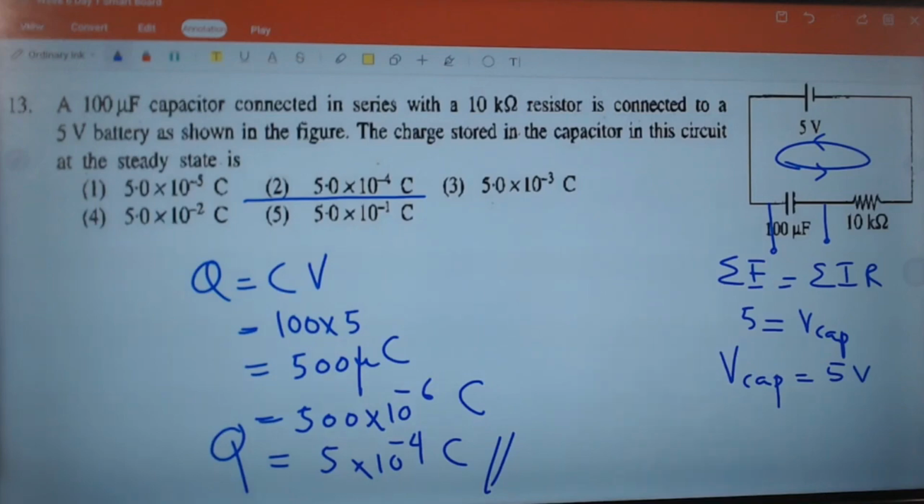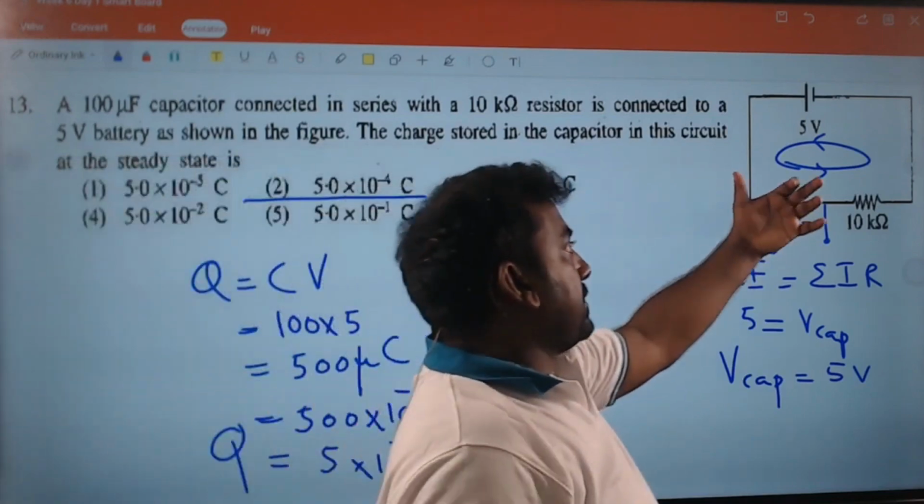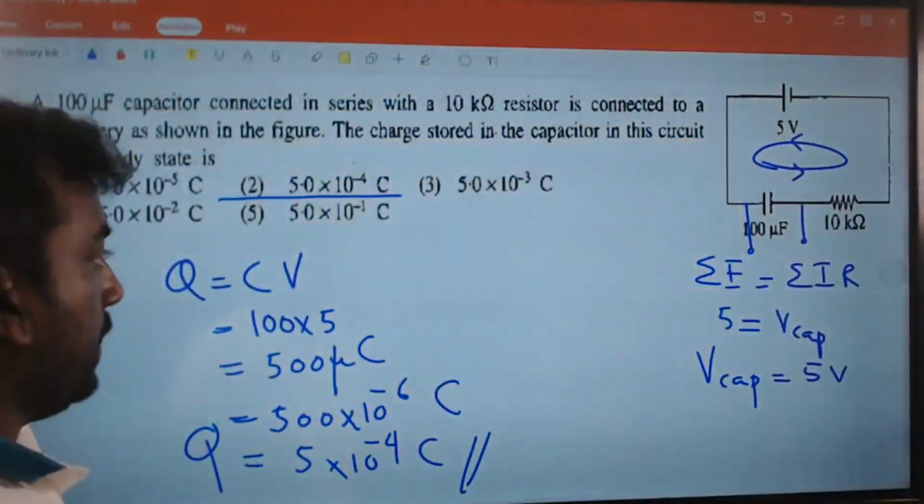So remember, at steady state, there will be no current passing through. So you can apply Kirchhoff's law. Once you apply Kirchhoff's law, you can get the required answers. So we've been doing many problems with capacitors. All these problems with capacitors at steady state, no current is passing through.